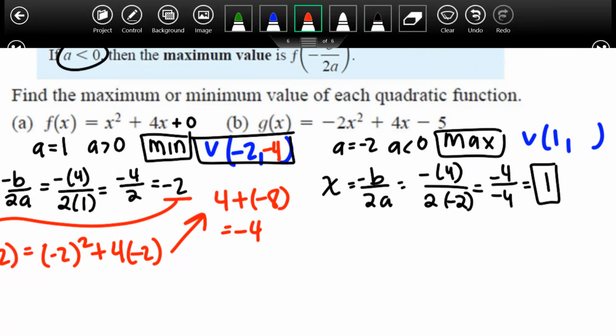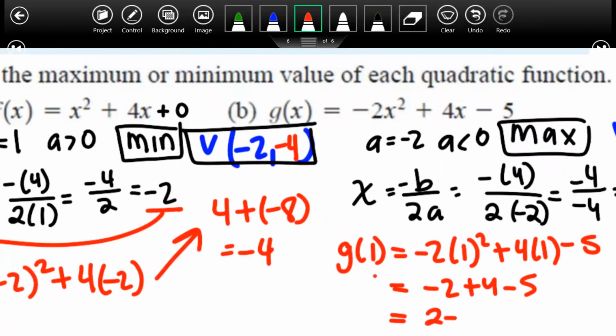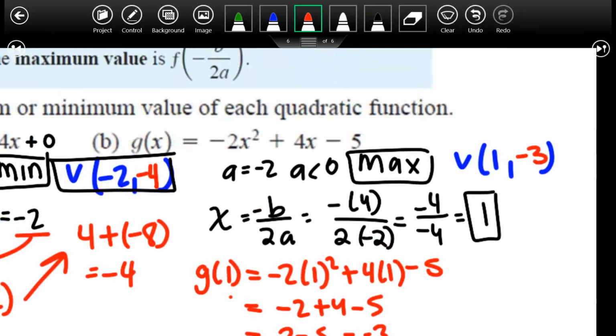Plug it in. We're going to plug it into our g function now. This is the same thing as plugging into the f function, we're just using g for the name. We're going to plug this in: -2 times 1 squared plus 4 times 1 minus 5. I'm going to simplify this all down: -2 plus 4 minus 5, or we're going to get 2 minus 5, or -3. The function has a maximum value at 1 comma -3.